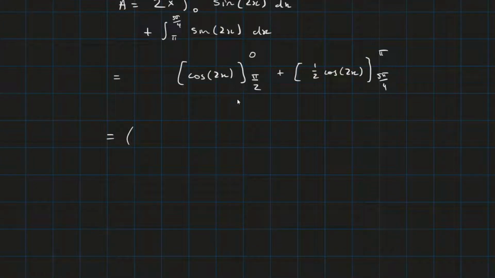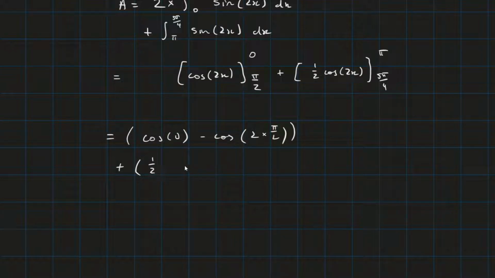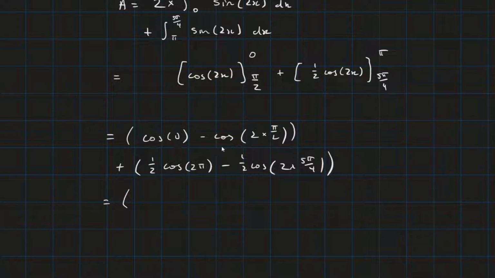So let's substitute in the bounds of the first integral. We have cos of 0 minus cos of 2 times pi on 2. And then we plus 1/2 cos of 2 pi. Then we minus 1/2 cos of 2 multiplied by 5 pi over 4. This is just substituting in all the bounds. Now let's just simplify everything. Cos of 0 we should know becomes 1. Cos of 2 times pi on 2, that's cos of pi, that we should know becomes negative 1.